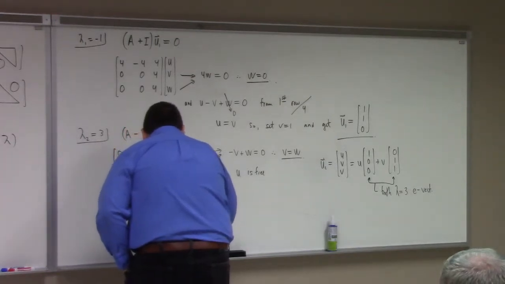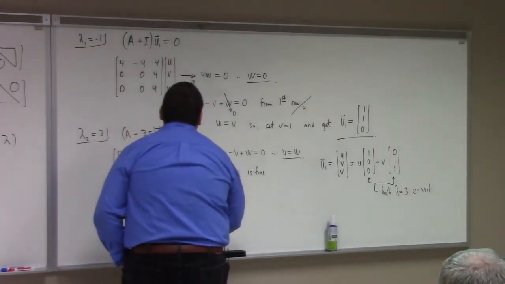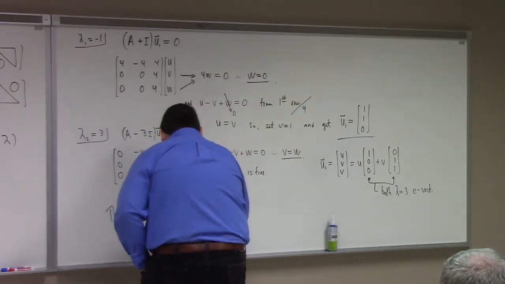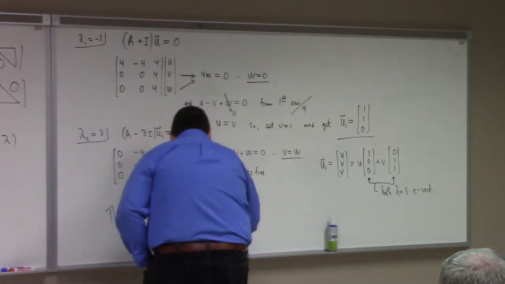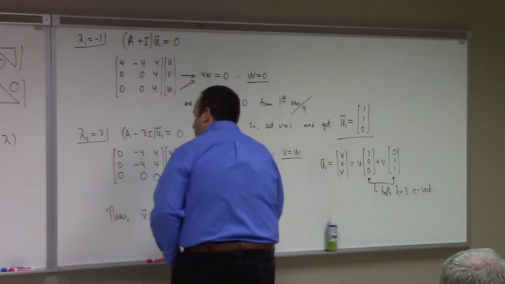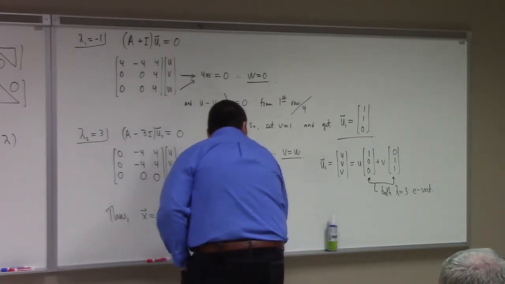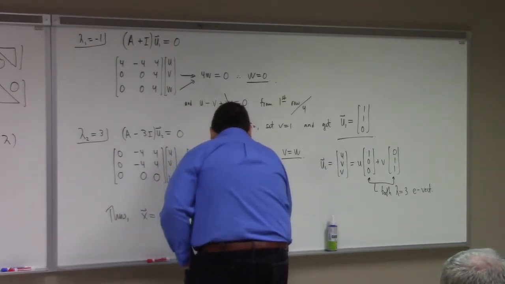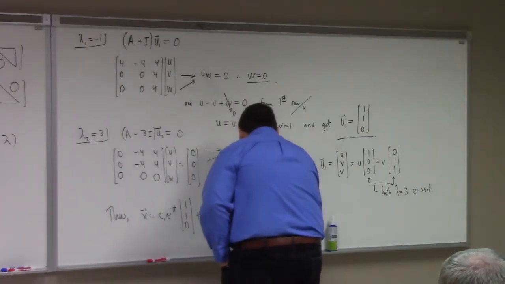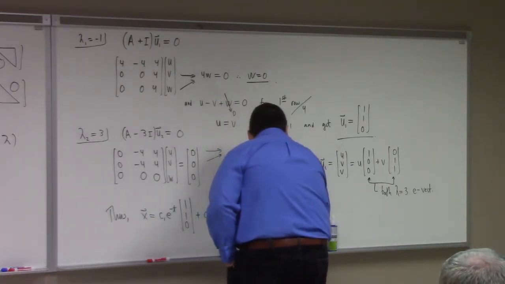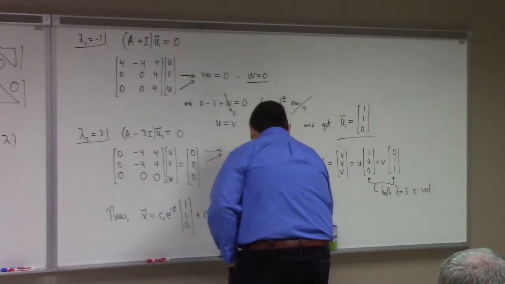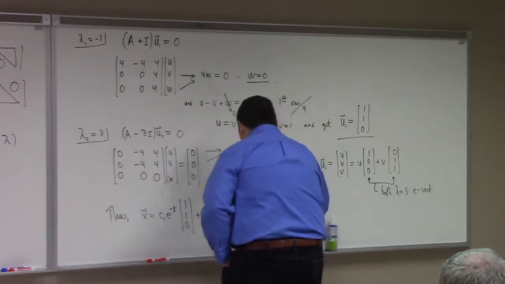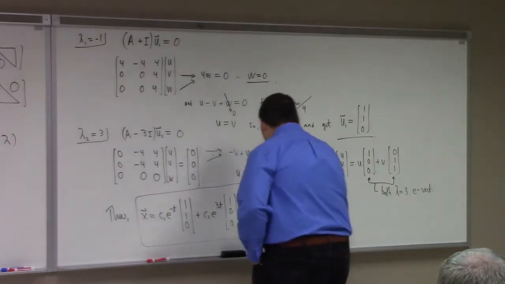C1 e to the minus t times (1, 1, 0), plus C2 e to the 3t times (1, 0, 0), plus C3 e to the 3t times (0, 1, 1). That's the general solution for this problem.